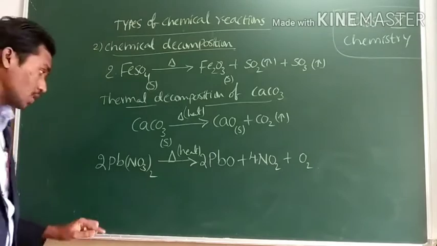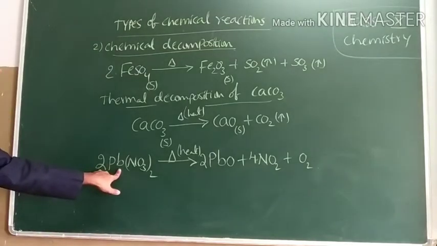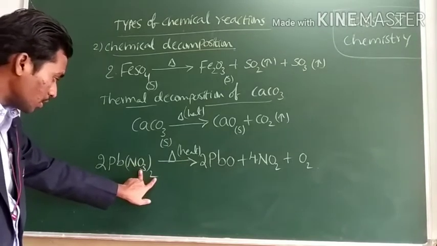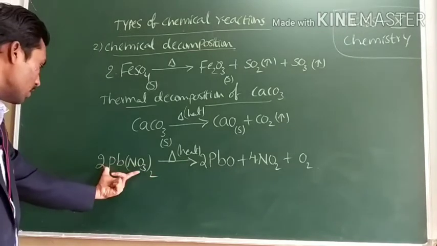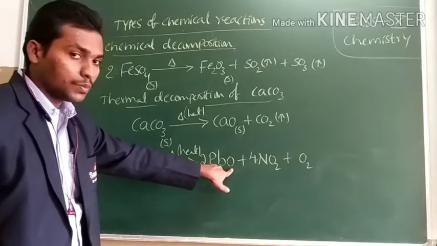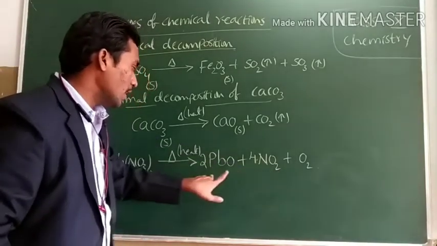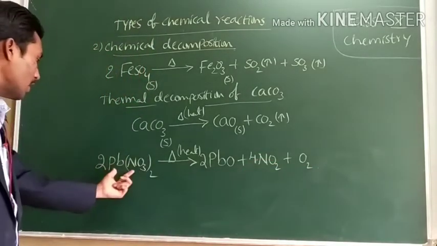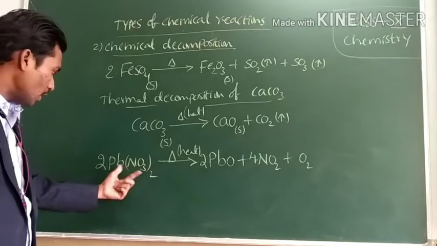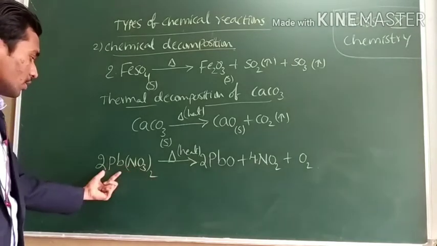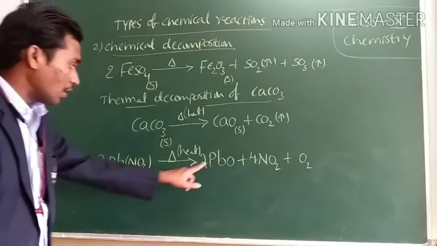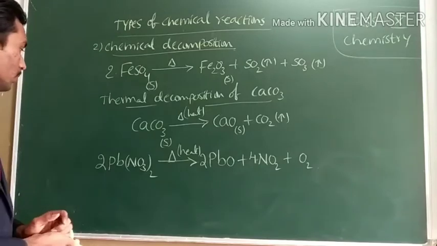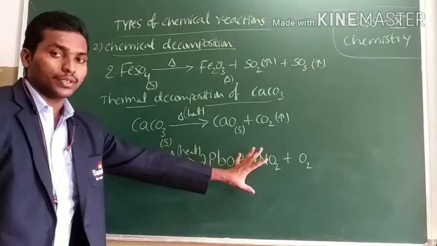Let us verify the equation. 2 Pb atoms on the LHS, 2 Pb atoms on the RHS. Next, oxygen atoms. Here 3 2s are 6, 6 into 2, 6 2s are 12. On the right, 2 lead oxide atoms, here 4 2s are 8, 8 plus 2 is 10, 10 plus 2 is 12. 12 oxygen atoms on the RHS. Next, nitrogen atoms. Here N2, 2 and 2, 2 2s are 4 nitrogen atoms on the LHS. On the RHS, 4 into N, 4 nitrogen atoms. So it's a balanced chemical equation.